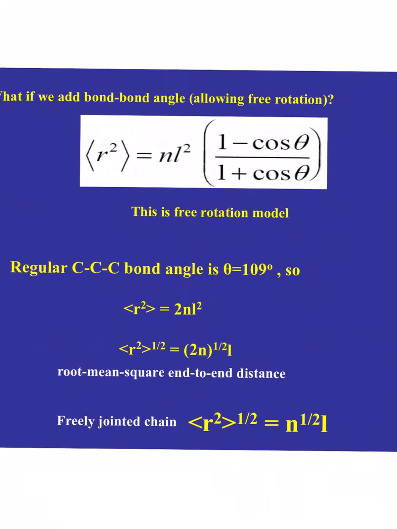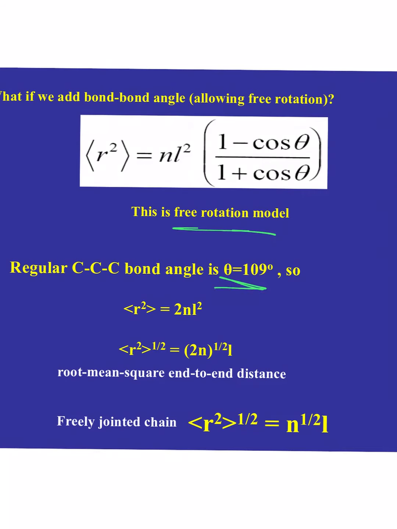And so we have that free rotation model. The r squared, the root mean square distance, is then equal to n times L squared, n being the number of carbon-carbon bonds, L being that distance at 0.154, times the quantity 1 minus cosine theta divided by 1 plus cosine theta, and that is the free rotation model.